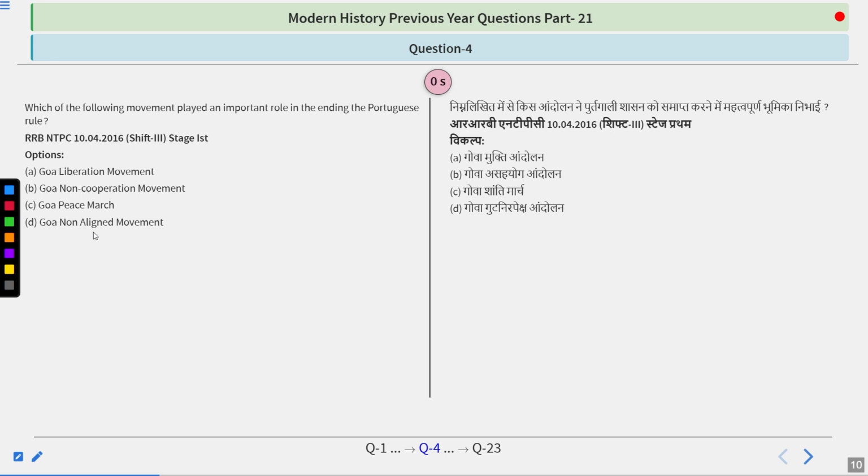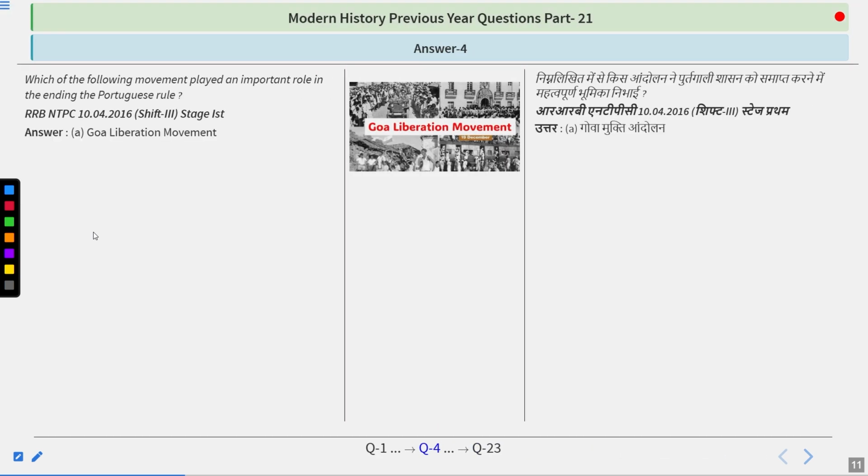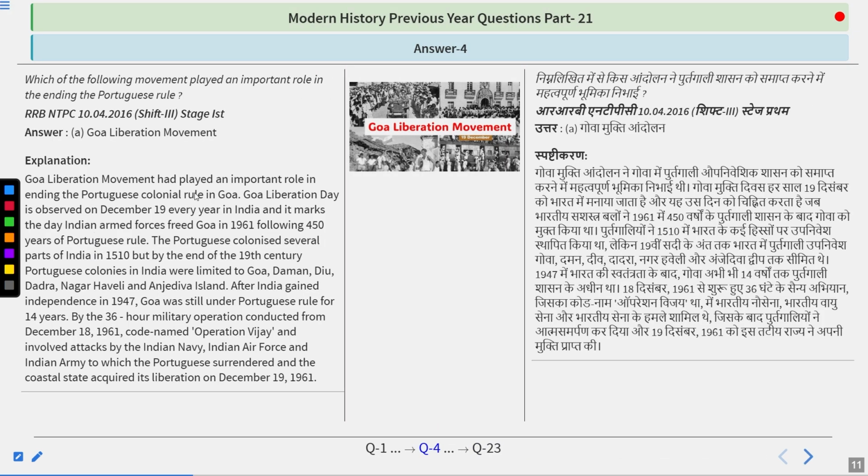And once again, I guess the answer you are looking for is right, because the answer is Goa Liberation Movement. So the Goa Liberation Movement had played an important role in ending the Portuguese colonial rule in Goa. Goa Liberation Day is observed on December 19 every year in India, and it marks the day the Indian Armed Forces freed Goa in 1961, following 450 years of Portuguese rule.